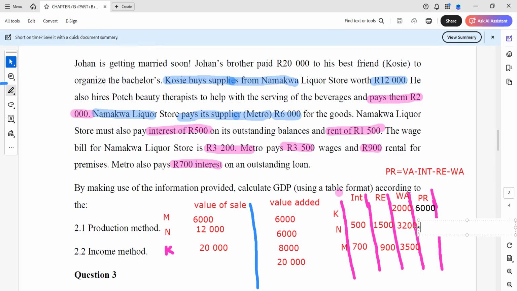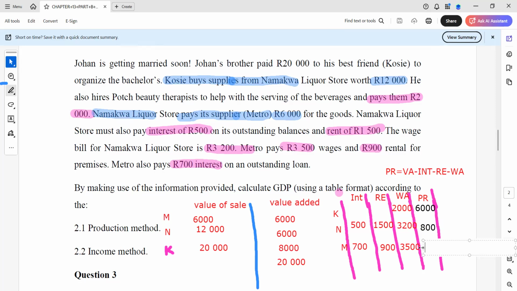I'm just trying to confirm the figures because I did this earlier. So it's Namakwa. It's 2,800? Can I just confirm this one by calculating it because I'm not sure. I'm sorry, guys. Can we say 6,000 minus 500 for interest, minus 1,500 for rent, minus 3,200 for the wages, and then you get, yeah, it's actually 800. So this is the profit that Namakwa made.